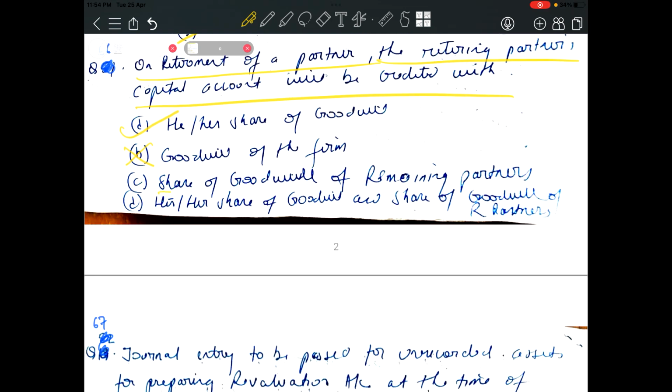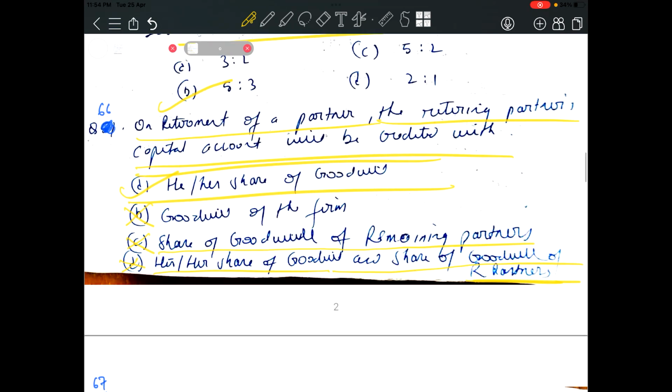Now share of goodwill of remaining partners. Will a retiring partner get share of goodwill of remaining partners? No, he will get his share only. His or her share of goodwill and share of goodwill of remaining partners, is this the right option? No. So the correct answer is A, his or her share of goodwill.